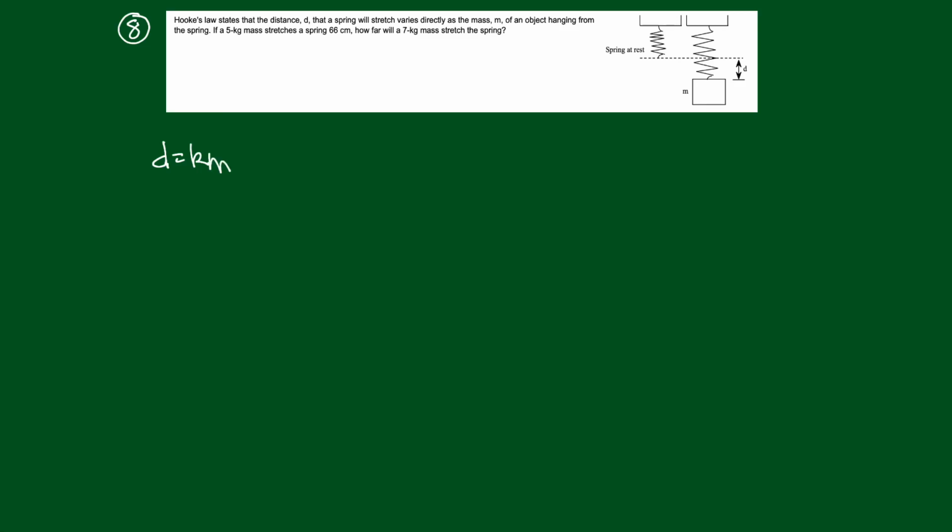Now, given d and m, we can find k. So we know that if a 5 kilogram mass stretches the spring 66 centimeters, when m equals 5, then d is equal to 66. So let's put these numbers in and compute k. We'll get 66 equals k times 5, or k is equal to 66 over 5. So here's our variation equation. D is equal to 66 over 5 m.